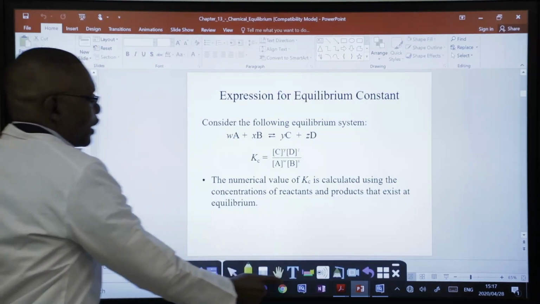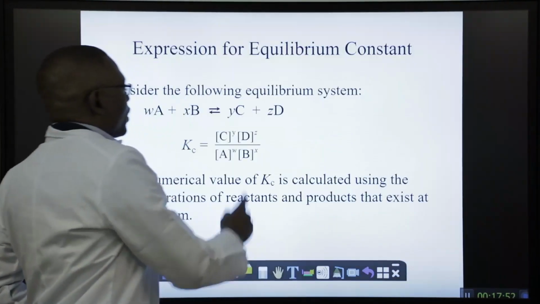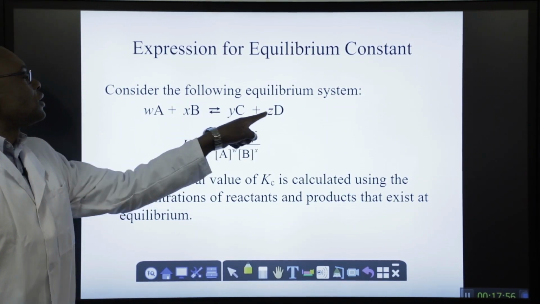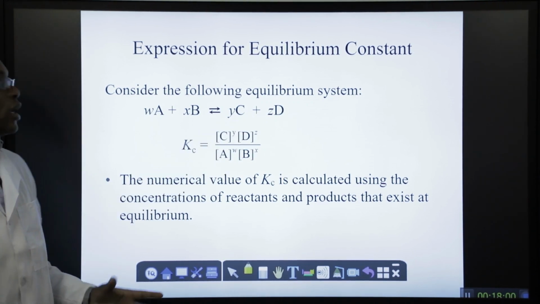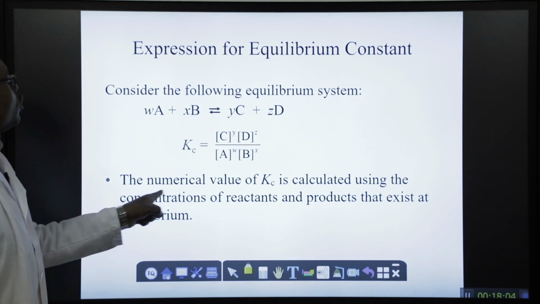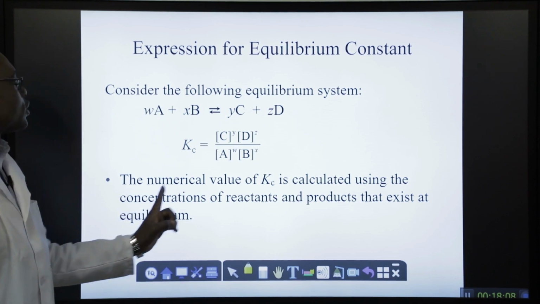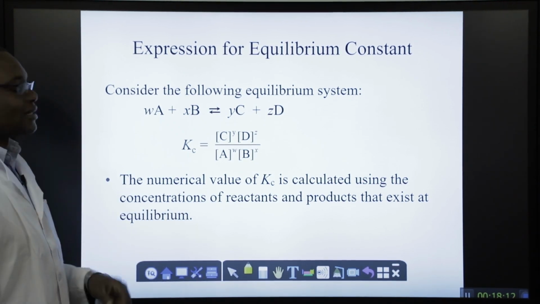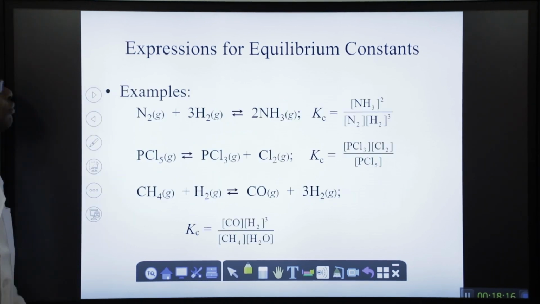So that's why we have got this representation we have here, where we are saying Kc is equal to, as you can see, these are products over reactants. And we now know where this whole thing is coming from. So we are saying that the numerical value of Kc is calculated using the concentrations of reactants and products that exist at equilibrium. Okay.